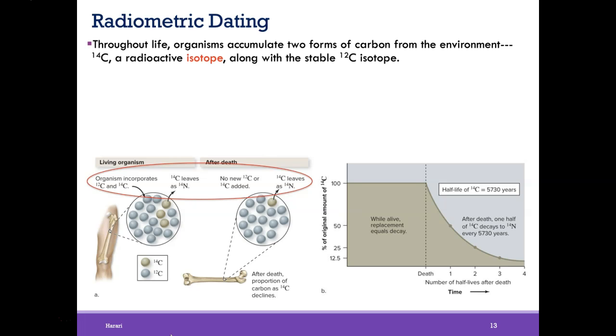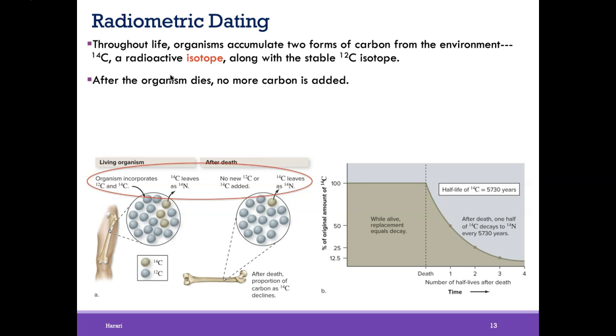So I'm going to try to explain radiometric dating very simply at first. Throughout life, organisms accumulate two forms of carbon from the environment. Most of the carbon we use is the stable carbon-12. But there's also a version of carbon called C14, which is a radioactive isotope. A radioactive isotope is one that decays at a very predictable rate.